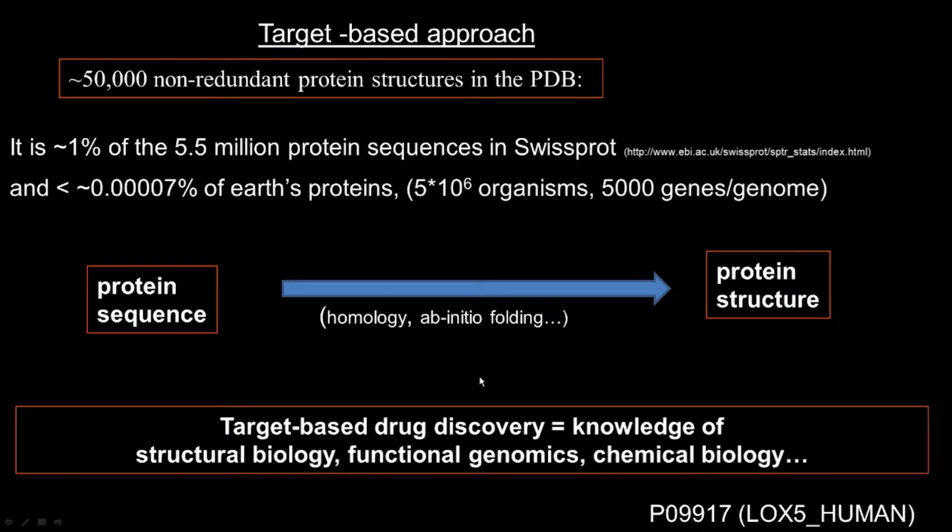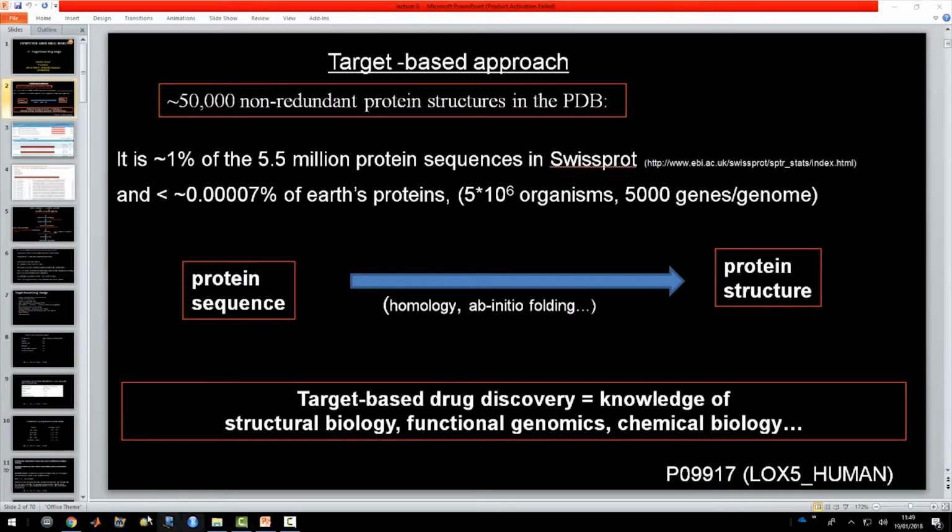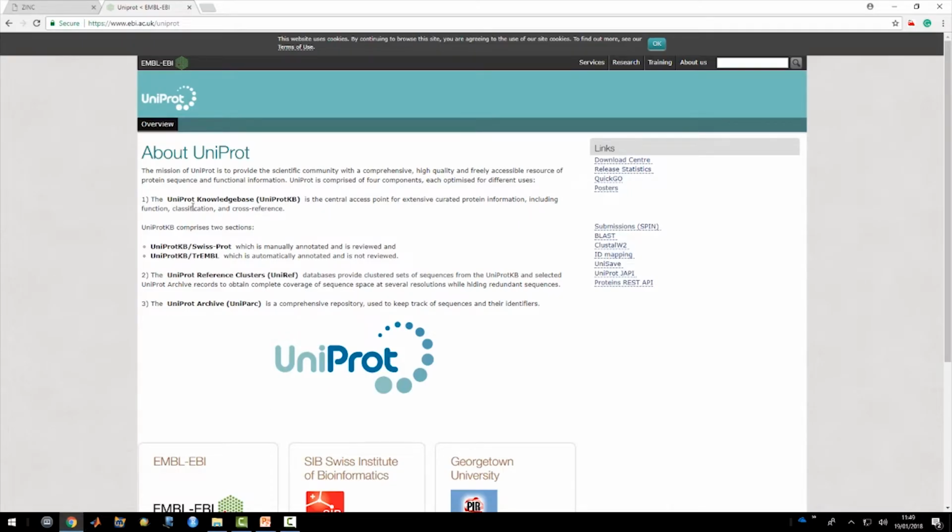Let's look at this particular database called SwissProt. This is called UniProt, and there is a specific ID for each one of the proteins. We can get the two-dimensional sequence of all these proteins. Let's, for example, look at this.